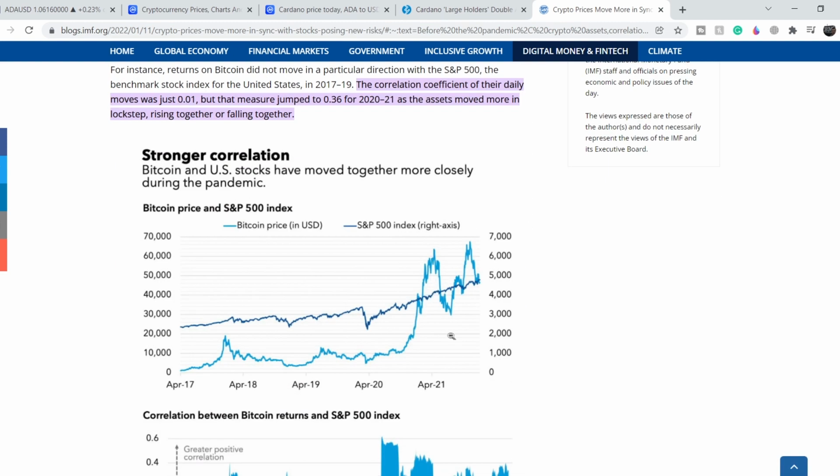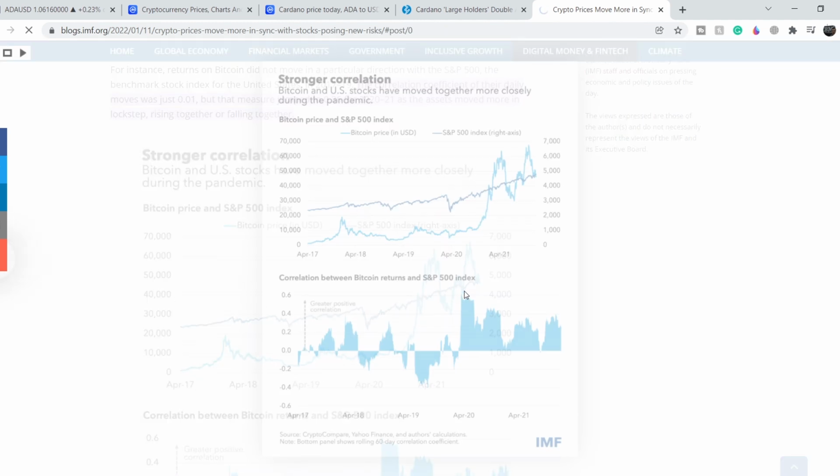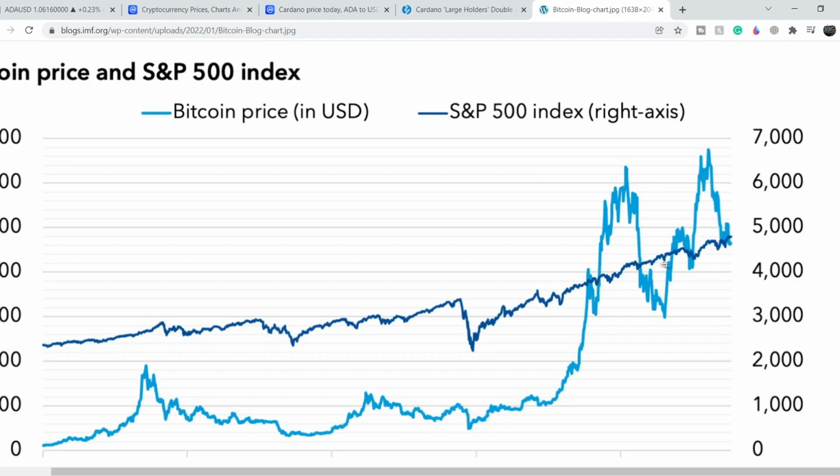And this is the price chart of the S&P 500 index. It is this dark blue line, and the light blue line is the price of Bitcoin. And as you can see, when the price of stocks goes down, we have a correlation with the Bitcoin price, and we have high correlation right here. Let me show you more thoroughly. At this very point, when the price of stocks goes down, Bitcoin also goes down. And when the price of stocks goes up, Bitcoin spikes as well.